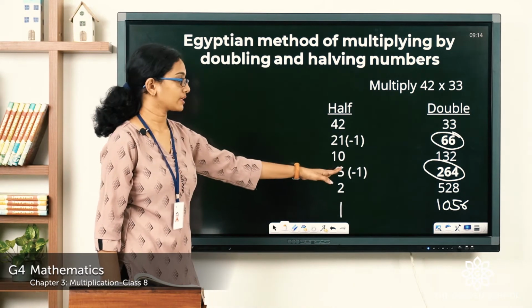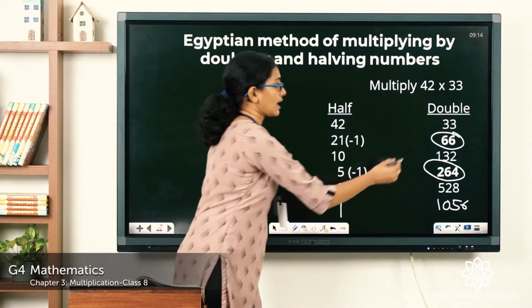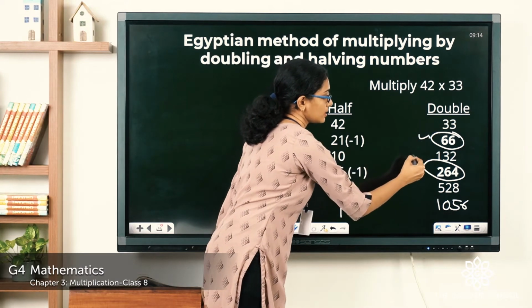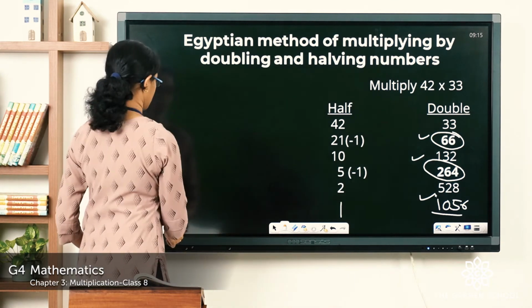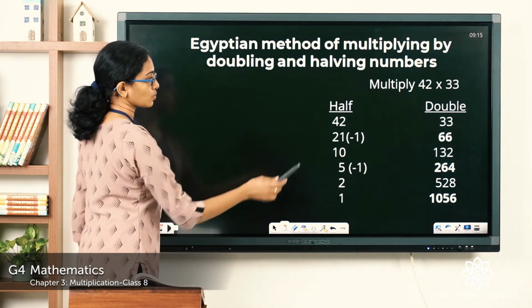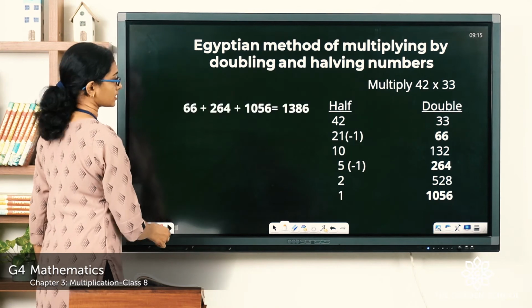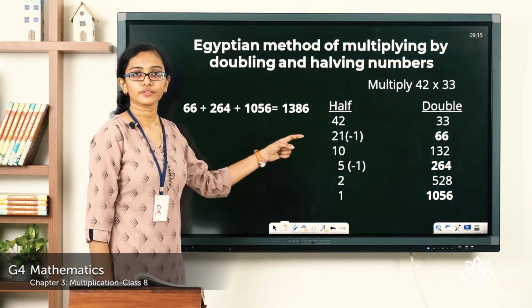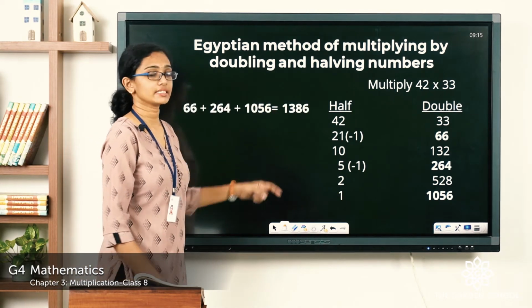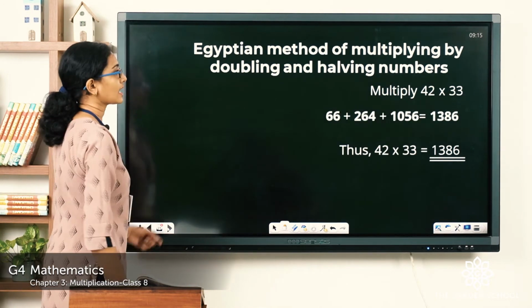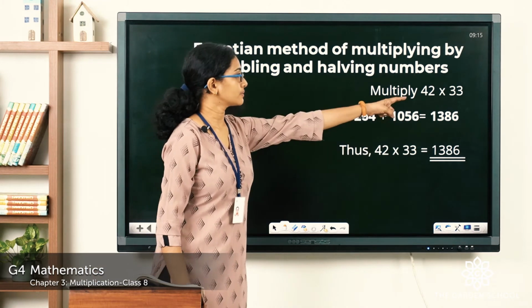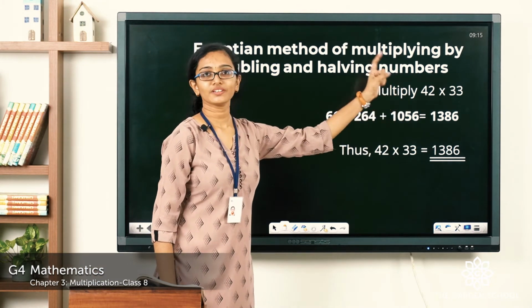So now we have got the final number, and we have noted down the multipliers where we subtracted 1 from the multiplicands. Now we have to add this number and the final number. So what do we get? 66 plus 264 plus 1056. So that gives you a sum of 1386. This is the final product. So that is the answer or the product of the multiplication, 42 into 33.